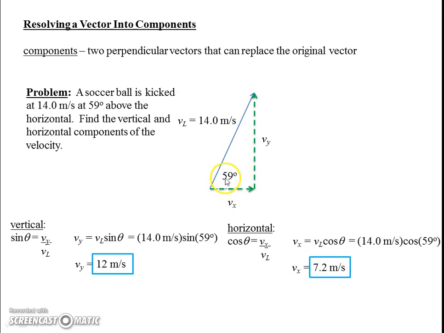Let's see if this makes sense. 59 degrees is larger than 45 degrees, so we should expect the vertical to be larger than horizontal, and certainly the math bears that out as well. If for some reason you get the opposite results, maybe you want to check your drawing or just go back and see if you've drawn the angle in the proper place, but whatever it is, it should make sense. Here, the vertical is clearly larger than the horizontal, and the math shows that as well.